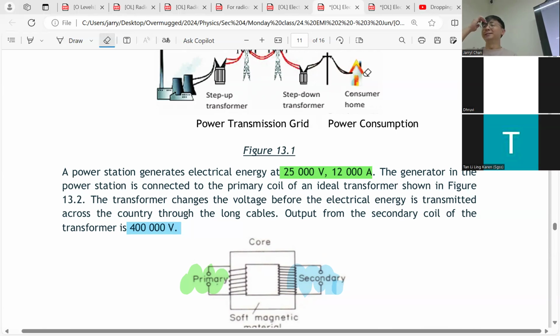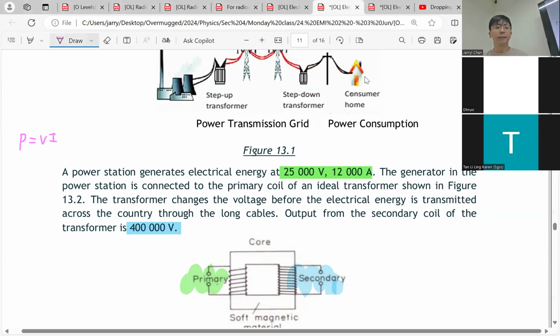Why do I bother doing this? I'll guide you a bit. I'm using the formula P equals VI first. When I have a very large voltage, what happens to the current? It decreases, right? P equals VI: with large voltage, the current drops. That's the whole idea, right?